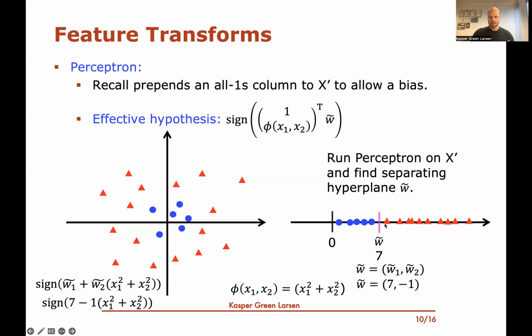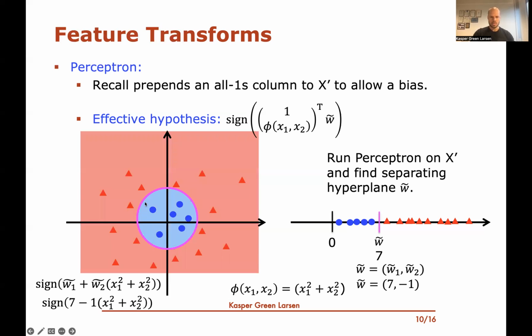So if we plug in the numbers here for this W tilde, we have a 7 here, and then -1 times x1 squared plus x2 squared. As you can see, this is going to predict positive whenever the squared distance from the origin is less than 7, and it's going to predict negative whenever the squared distance from the origin is greater than 7. So this really corresponds to a decision boundary that looks like this purple circle here, so that everything inside the purple circle is going to be a positive prediction, and everything outside is going to be a negative prediction.